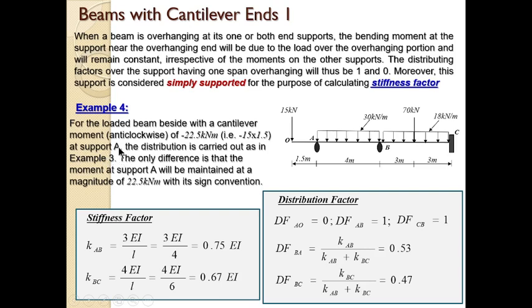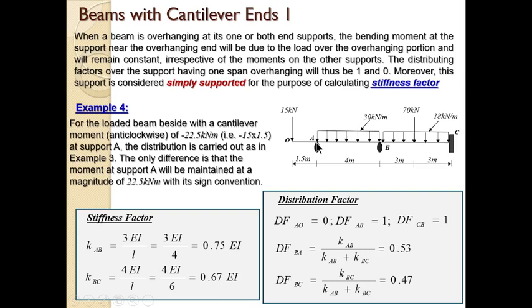Now, at support A, the division is carried out as in example 3. The only difference is that the moment at support A will be maintained at a magnitude of 22.5 kilonewton meter. That is taking sign convention into consideration. So we go ahead. What do we do? First, we calculate the stiffness factor.